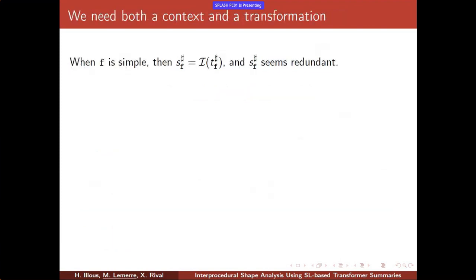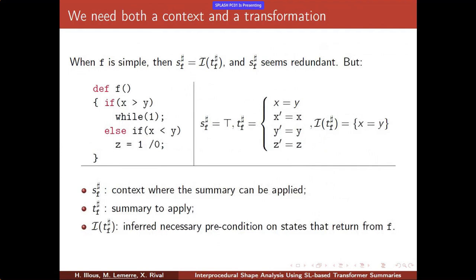So an interesting question, and a mistake that we made initially, is: why do we need both a context and a transformation? Because earlier I told you that the abstract transformation contains the input state of the transformation. And in all the examples that I gave you until now, where you have simple functions for f, the context actually corresponds to the input state of the abstract transformation, so it seems to be quite redundant. But there are also many cases where it's not the case.